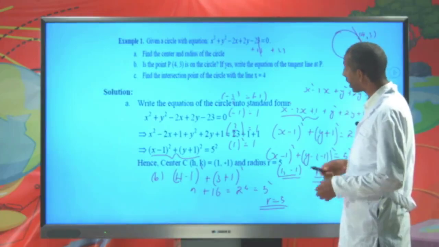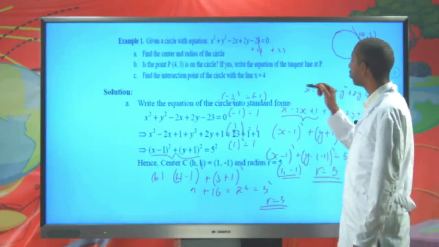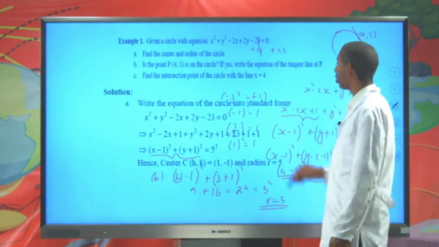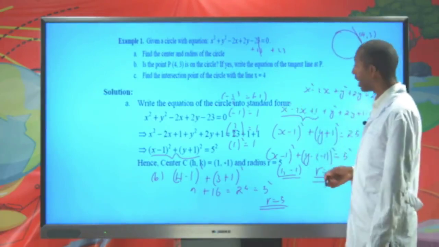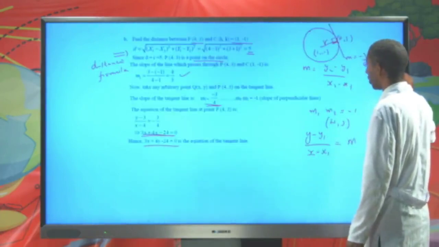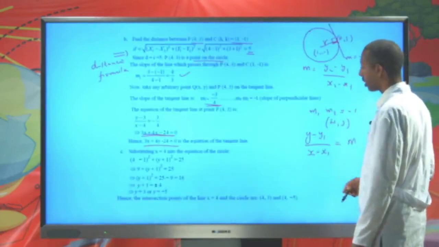Question C. Find the intersection point of the circle with the line x is equal to 4. So we have a line x is equal to 4, and we have the given circle. Then we are required to find the point of intersection of the circle with the line x is equal to 4. So the x coordinate is already given. So we have to find the y coordinate. For that, let's see our solution for C.